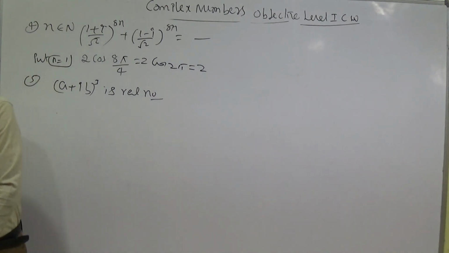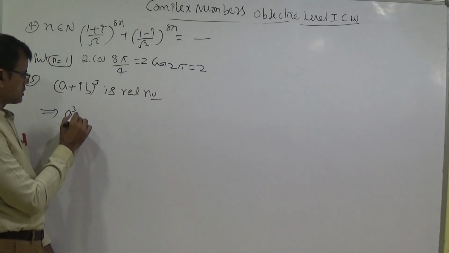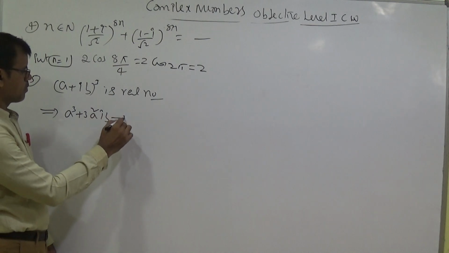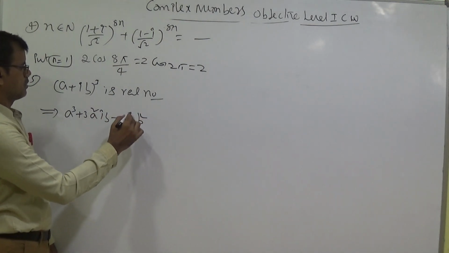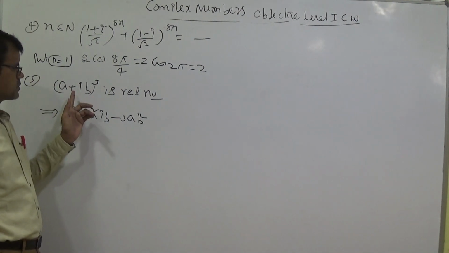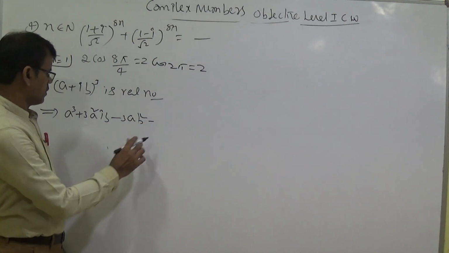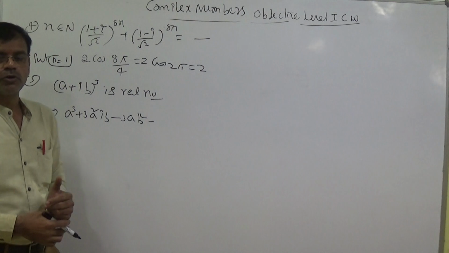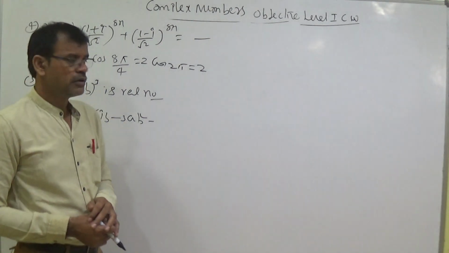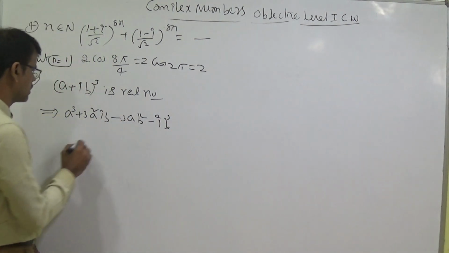(a + ib)³ is a real number. Using the formula a³ + 3a²b + 3ab² + b³, this is a³ + 3a²(ib) + 3a(ib)² + (ib)³. Here i²b² becomes −b², so that is a³ − 3ab² we have written. Next step, (ib)³ can be understood as i³b³, and i³ can be understood as i² into i. So minus i b³ is the imaginary part.